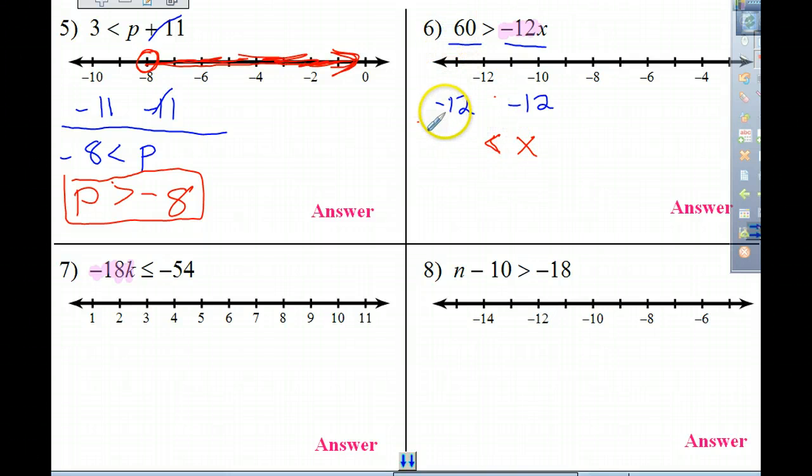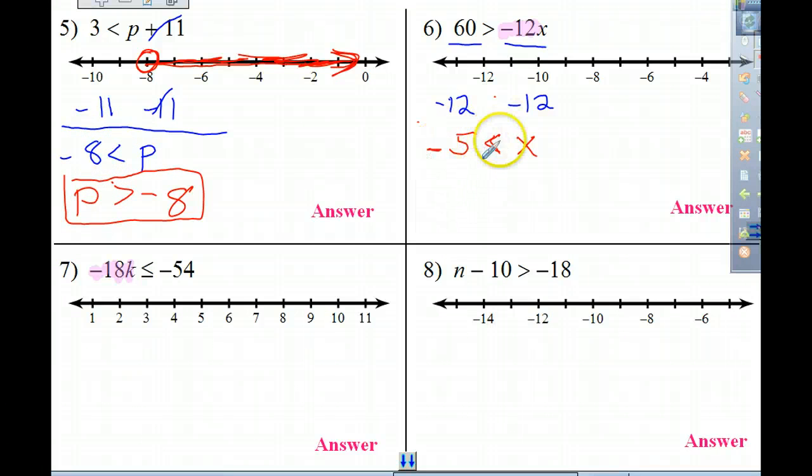60 divided by negative 12 is? What is it? Negative 5, not 5. Negative 5. Okay. And then one more step, just like we did over here.